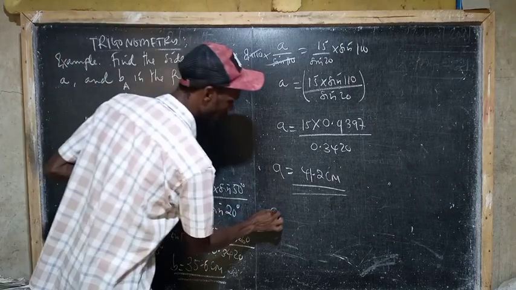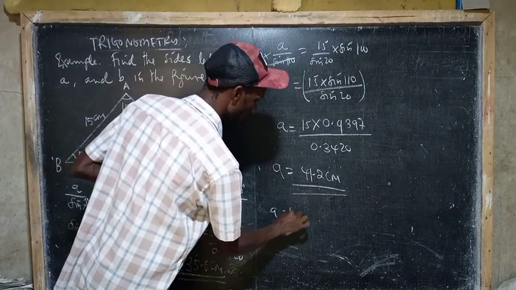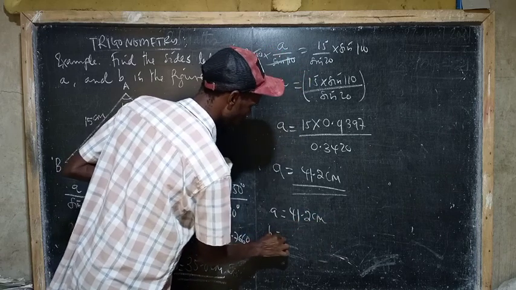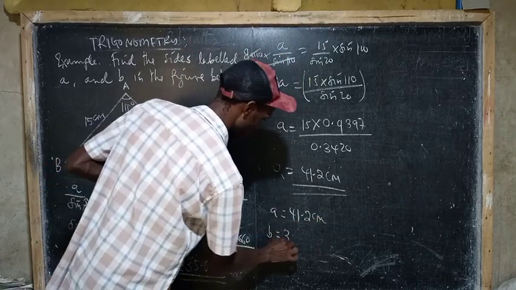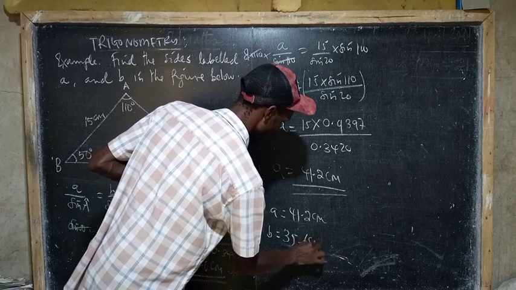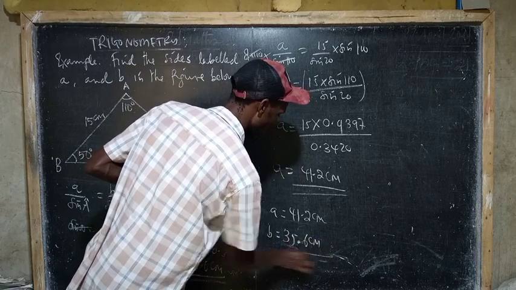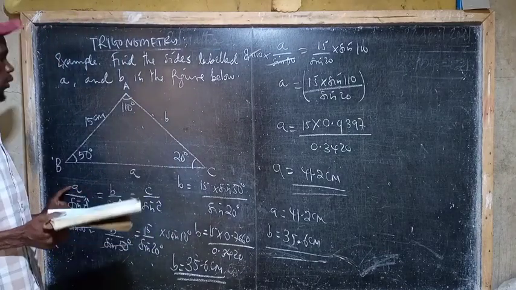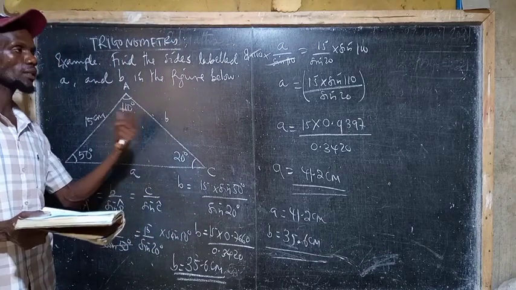Because the value of A will be equal now to 41.2 cm. Alafu the value of B itakuwa ni 35.6 cm. Kwa hivi hapa ndio vitu ambavyo tutacalculate. Kwa tunatumia sine law kwa principles zile ambazo nimekuambia tangu awali.